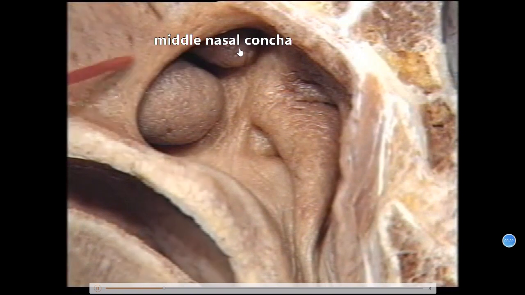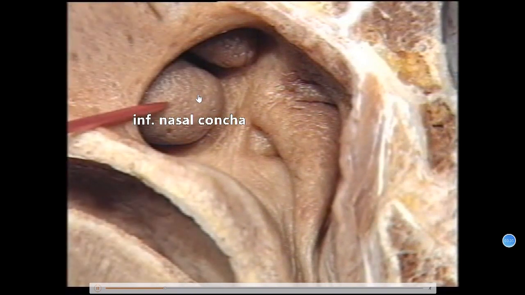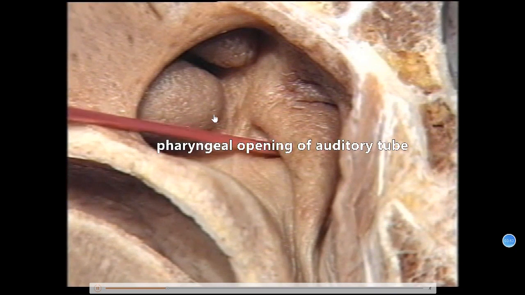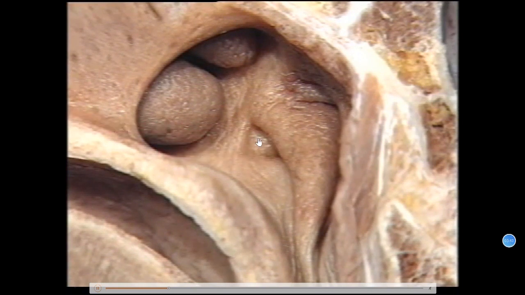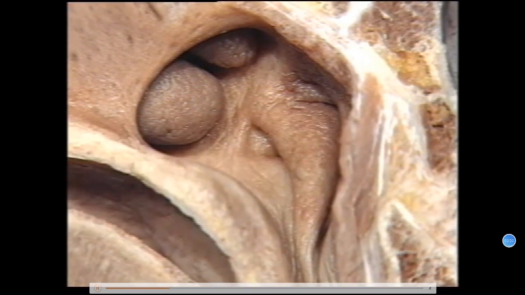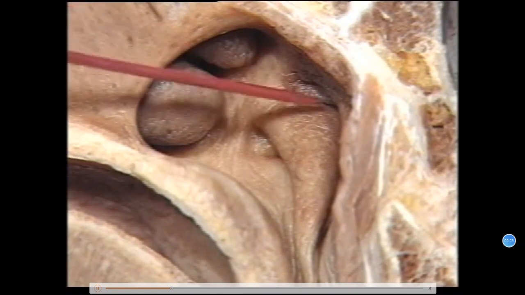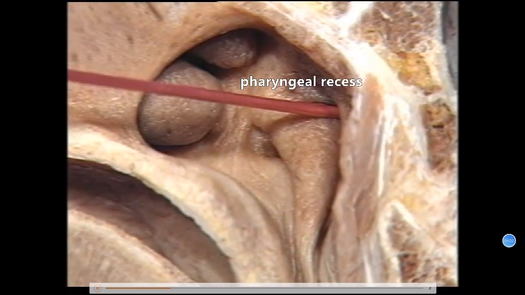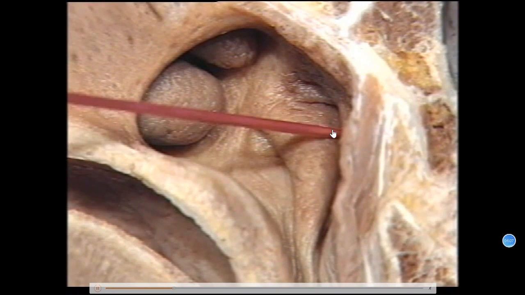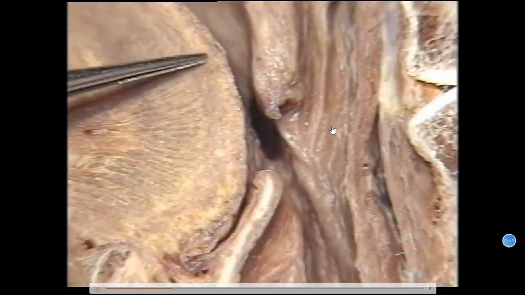Middle nasal concha, inferior nasal concha. About 1 centimeter behind the inferior nasal concha, we can see this opening. This is the pharyngeal opening of auditory tube. Here is a tubal torus. Pharyngeal recess. Maybe some cancer of the nasopharynx happens here.